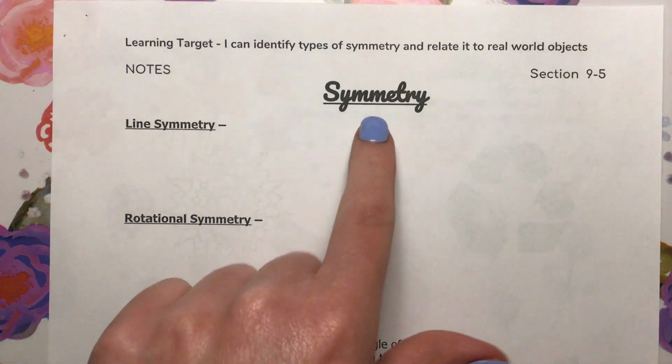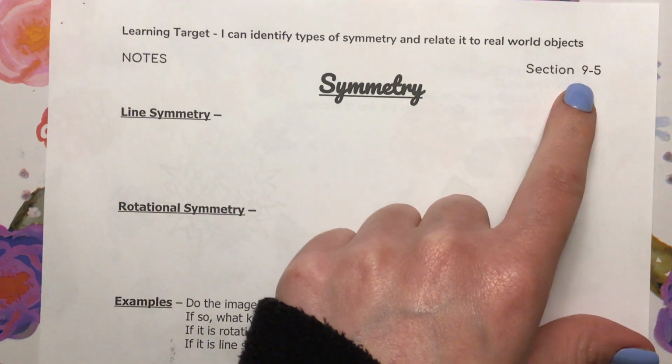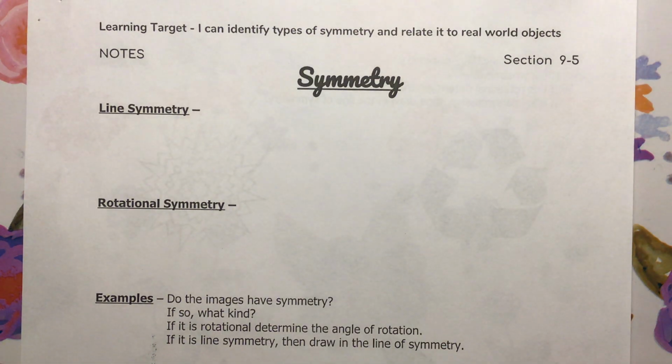Today we're talking about symmetry and we're in section 9-5. What I'd like for you to be able to do by the end of these notes is to identify different types of symmetry and be able to relate them to real-world objects. So let's identify the two types of symmetry that we're going to have in this unit. There's line symmetry and there's rotational symmetry.